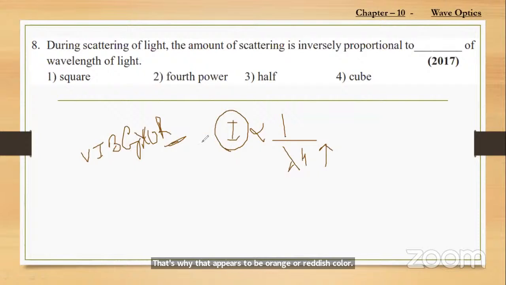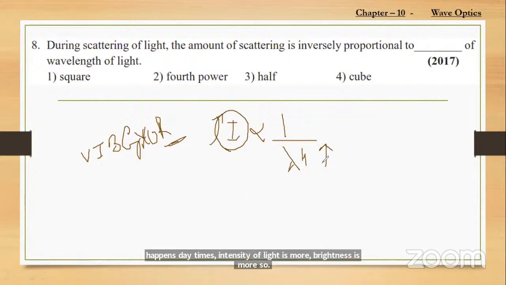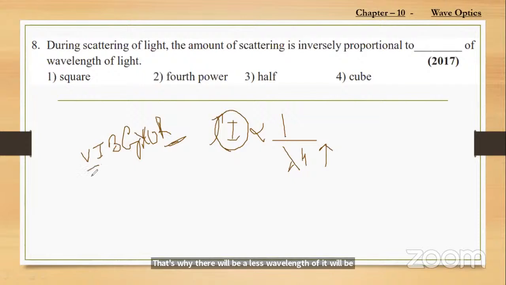According to the Rayleigh criteria of scattering, more light will be scattered. So the answer will be 4 times here, inversely proportional to the fourth power of wavelength. If they ask what happens in the daytime: in the daytime, the intensity of light is more, the brightness is more, so shorter wavelengths will be scattered, that means violet or indigo. Violet and indigo are not identified by your eyes, so you say the color is blue. Why the sky appears blue is because of the Rayleigh criteria of scattering.